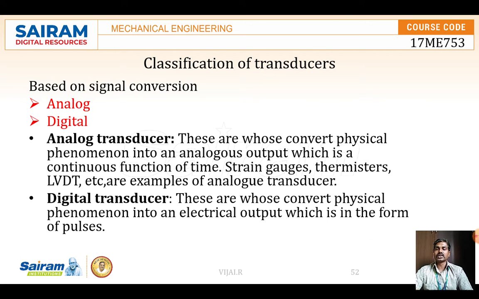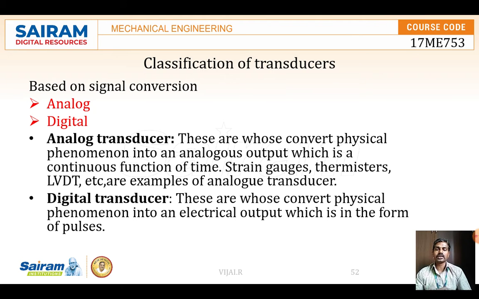Second is the classification based on signal conversion, analog and digital. Mostly we have heard about analog and digital. Analog means continuous variation, as in pressure gauges or dial gauges. If there is any change in the input, it will give continuous changes.